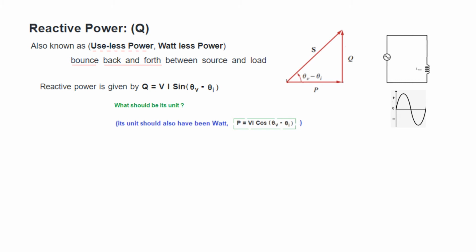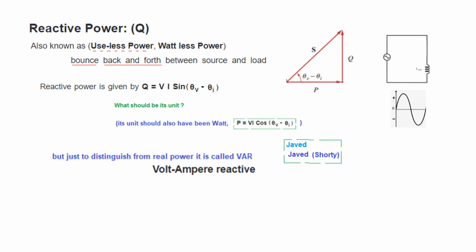But then how do we distinguish whether this is part of the active power or part of the reactive power? I give an example of two of my friends. They were both called Javed, but one was short, and therefore we used to call him Javed Shorty. So this is to distinguish between the two. In exactly the same way, to distinguish between the two, instead of calling it watt reactive or watt something, we just call it VAR. So its unit is VAR, or volt-ampere reactive.